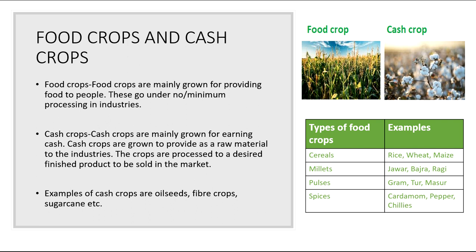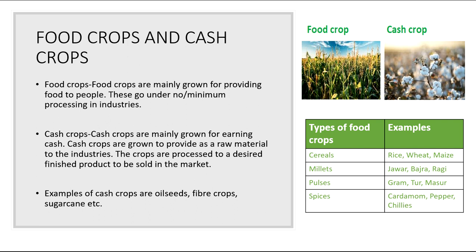Cash crops. Cash crops are mainly grown for earning cash or profits. These crops are grown to provide as a raw material to the industries. The crops are processed to a desired finished product to be sold in the market. The oilseeds like groundnuts, mustard, etc. are grown for preparing cooking oil.